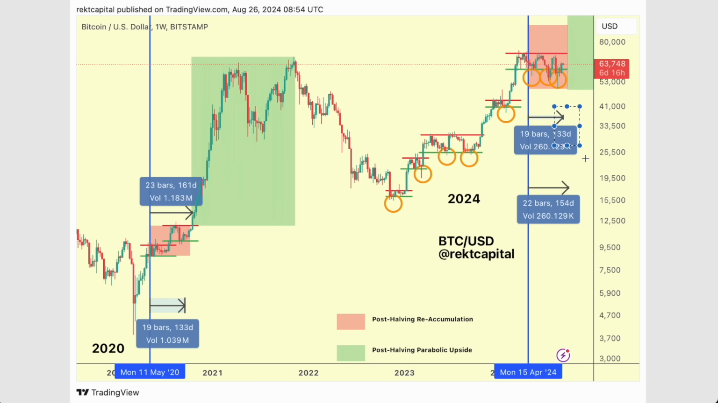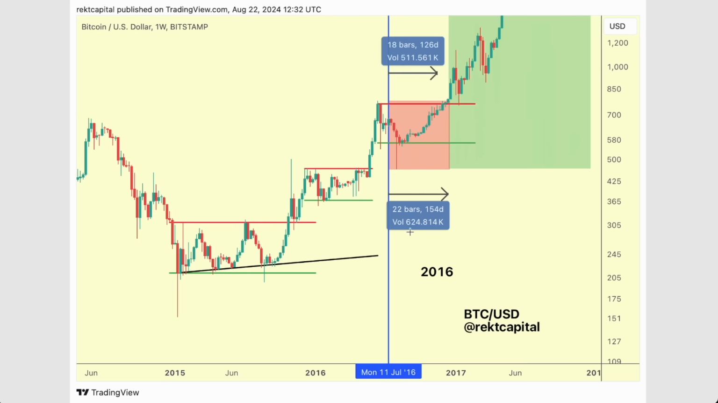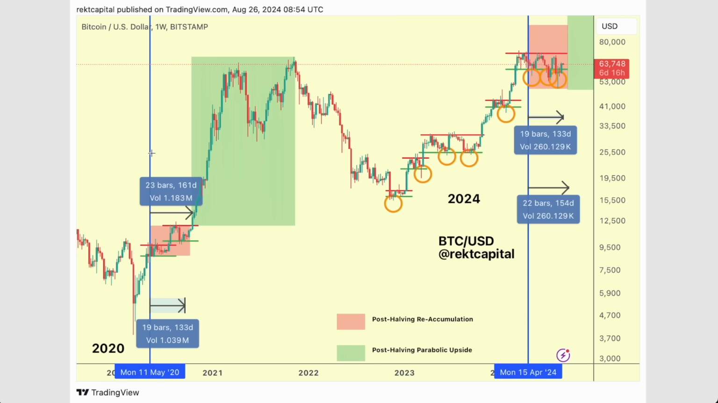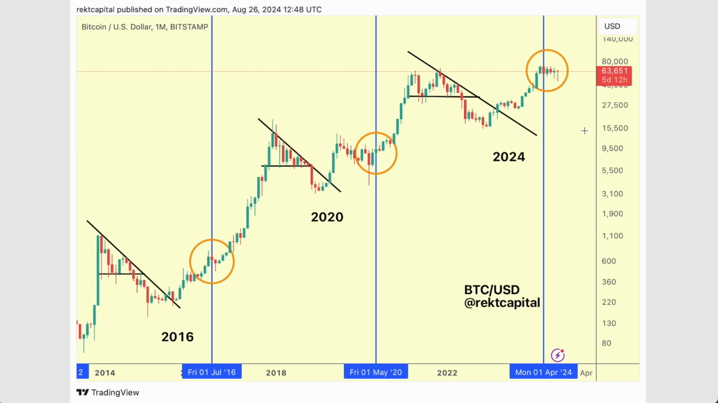We are 133 days after the halving, and 2016 is suggesting to us that we should be breaking out 150 days or so after the halving. 2020 is suggesting to us that we should be breaking out approximately 160 days after the halving. So we have 30 to 40 days or so to break out from here according to historical price tendencies.